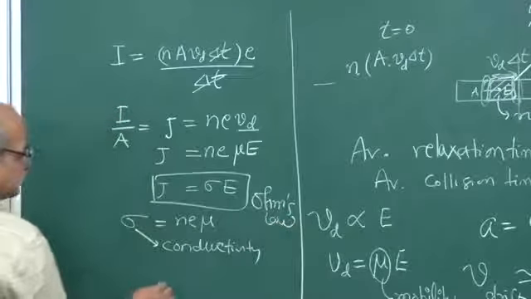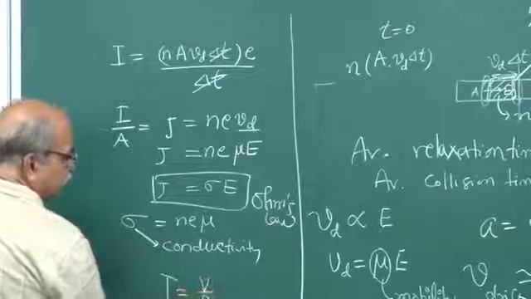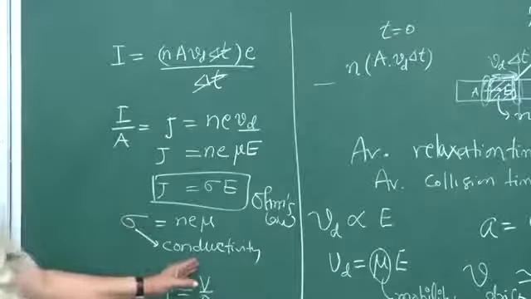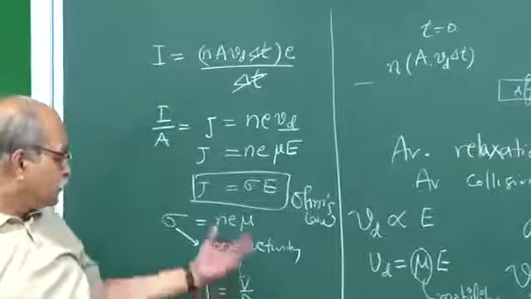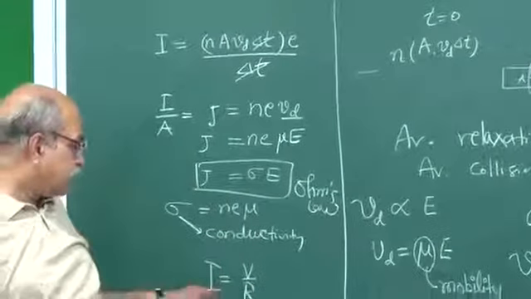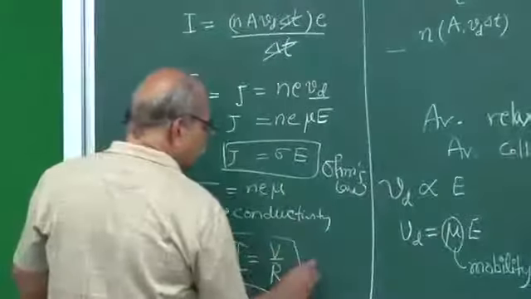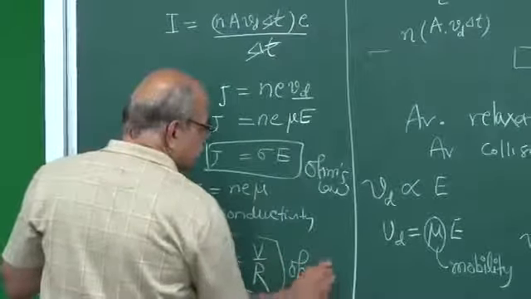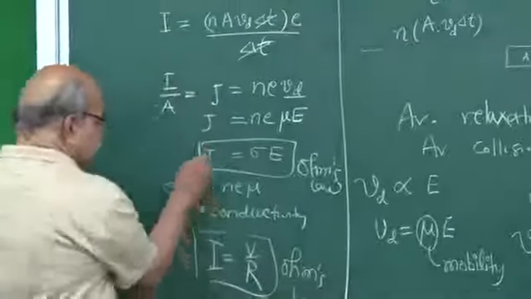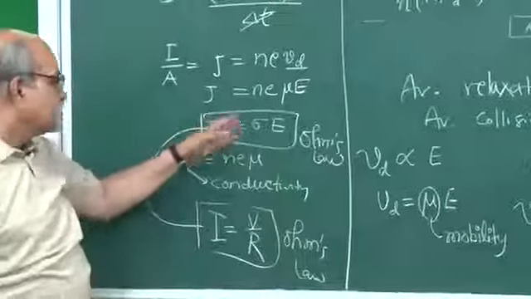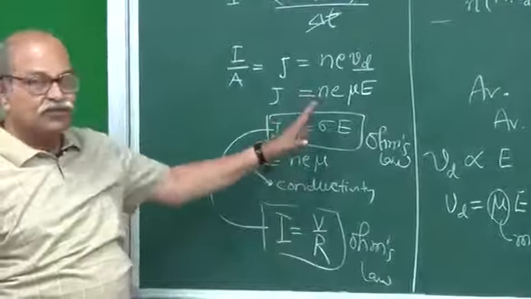You must have studied Ohm's law as I equal to V by R. If you apply a potential difference V across some conductor whose resistance is R, I equal to V by R, this is how you must have studied Ohm's law, and you do this homework, you show that these are equivalent. From here you can get this, from here you can get this. So this is your Ohm's law.